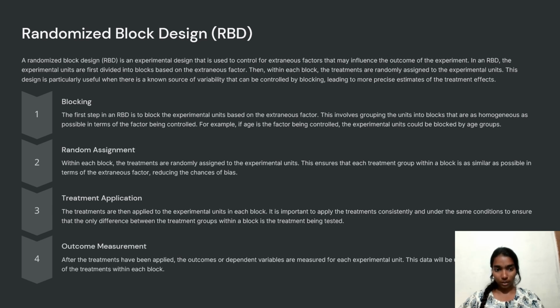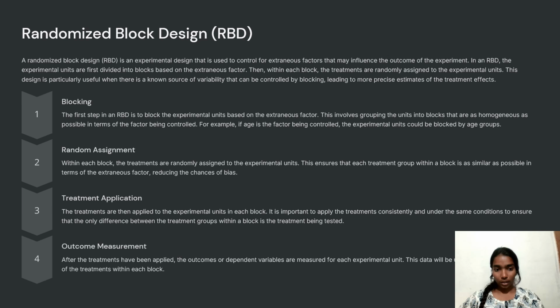Second is random assignment. Within each block, the treatments are randomly assigned to the experimental units. This ensures that each treatment group within a block is as similar as possible in terms of the extraneous factor, reducing the chances of bias.